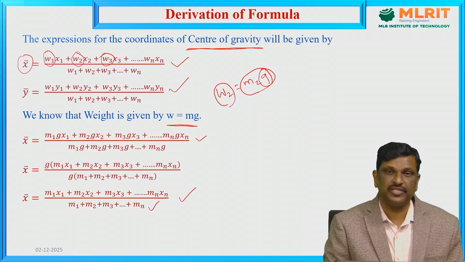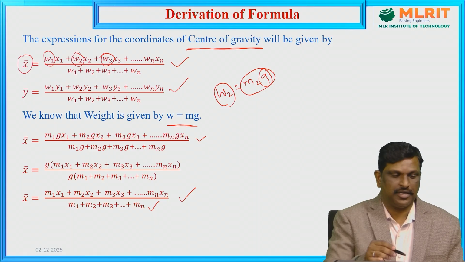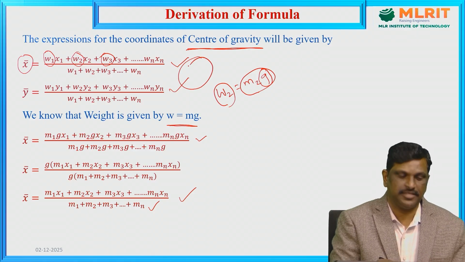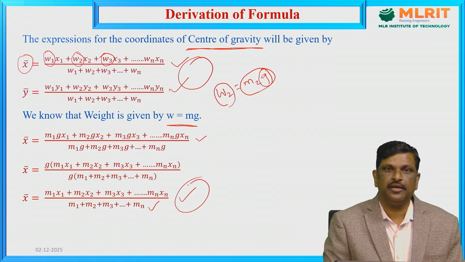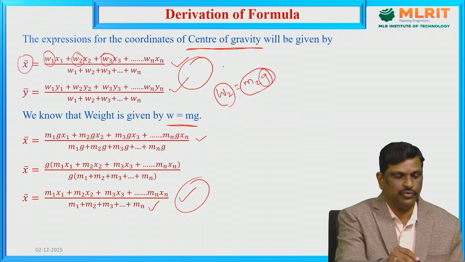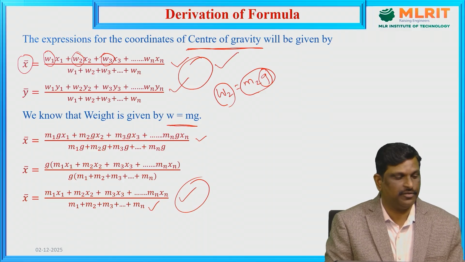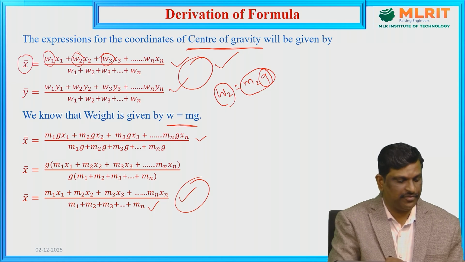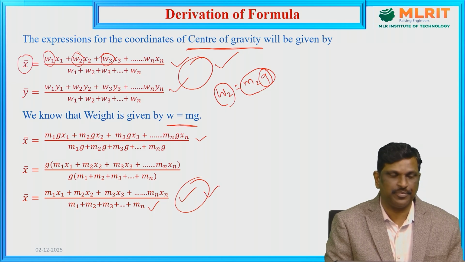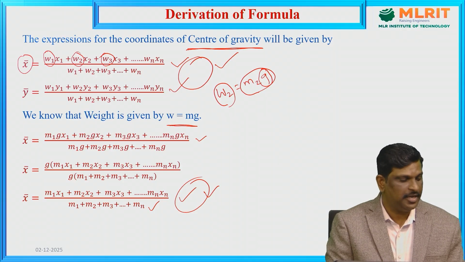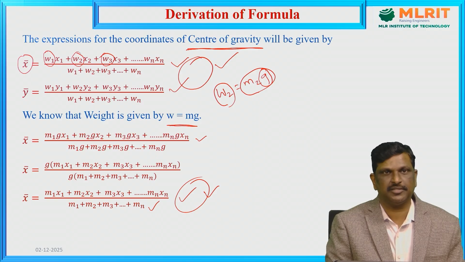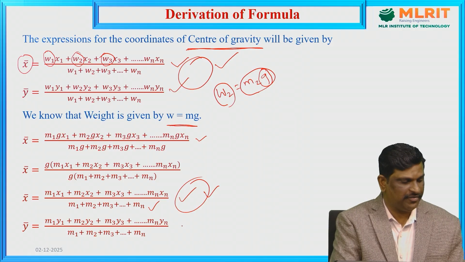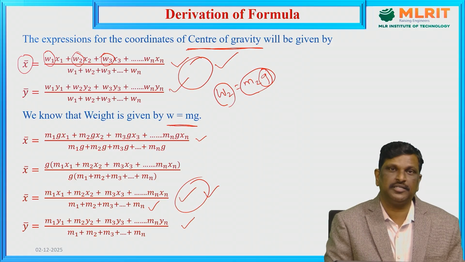In the beginning, we have seen the center of gravity is not only the weight center, it is also the mass center. If the weight is given in the formula, we will use the equation which is having weights, and if the masses are given in the problem, we will use the mass terms: x bar equals m1 x1 plus m2 x2 plus m3 x3 and so on, divided by total mass, the sum of individual masses. Similarly, y bar equals m1 y1 plus m2 y2 plus m3 y3 and so on, divided by total mass of the body.